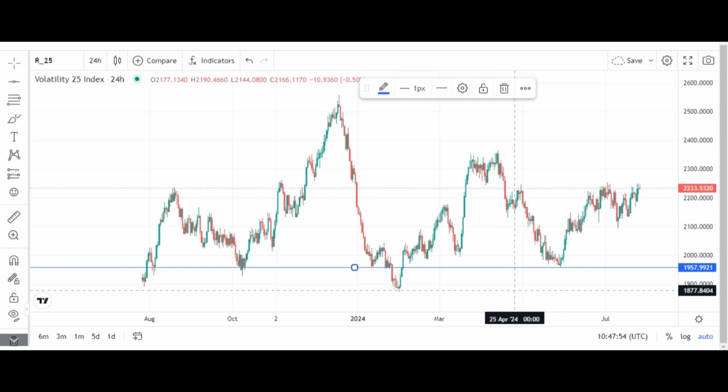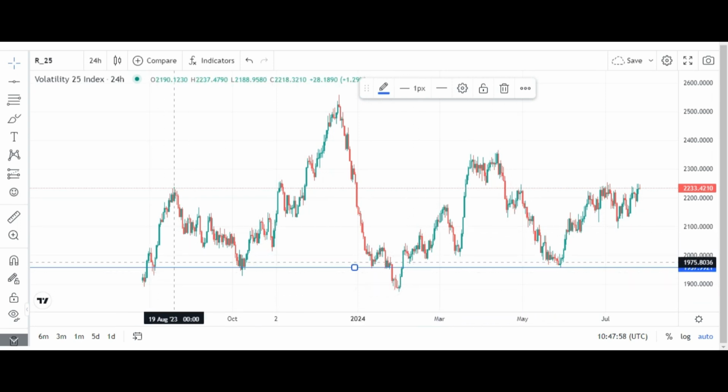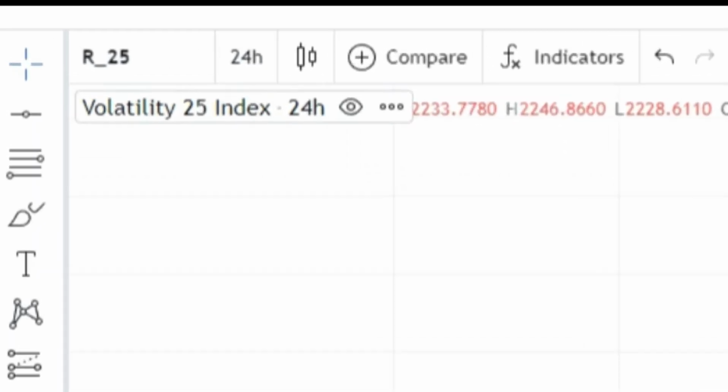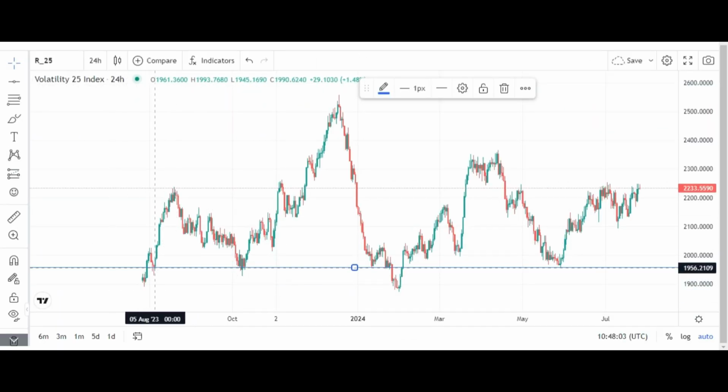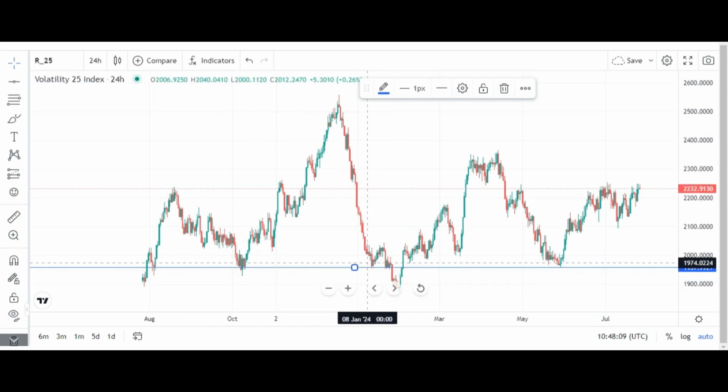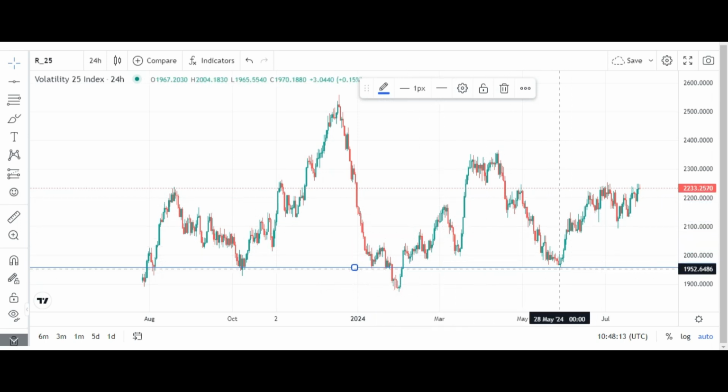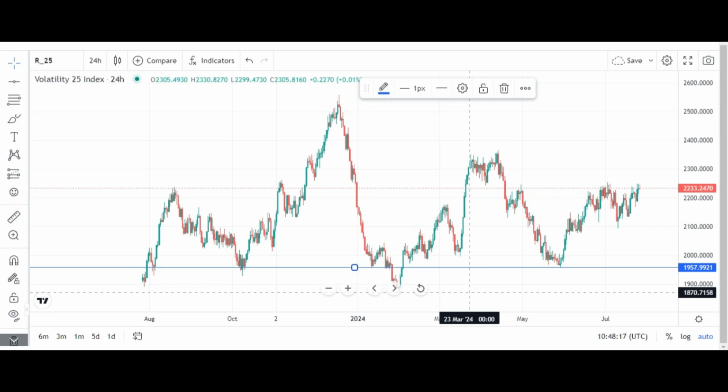Why do I say this? It's because the support has been tested quite a number of times. As you can see in the past, this is the 24-hour chart, which is a daily chart. The market came to this point over here, then came again to this point over here, went up, came back down to that point over here, came back down, broke this again, came back down to this point over here, making this a very valid support in the long run. So basically, that's how you spot a valid support level.